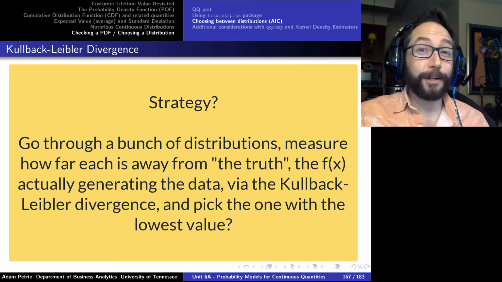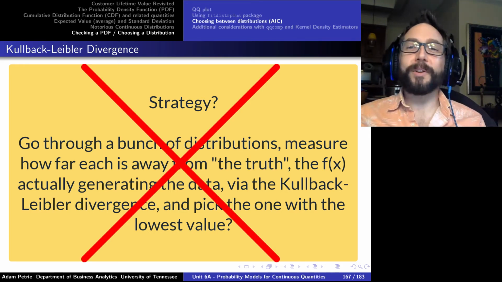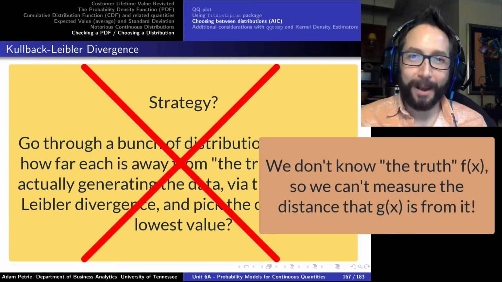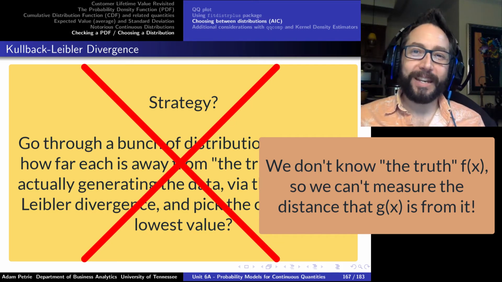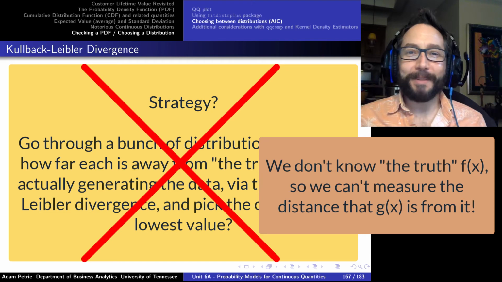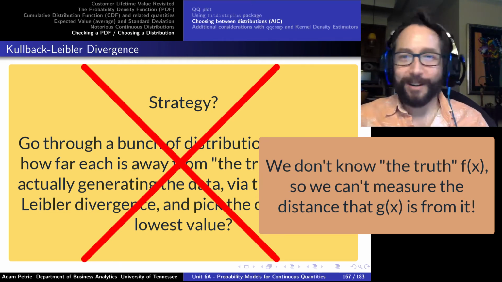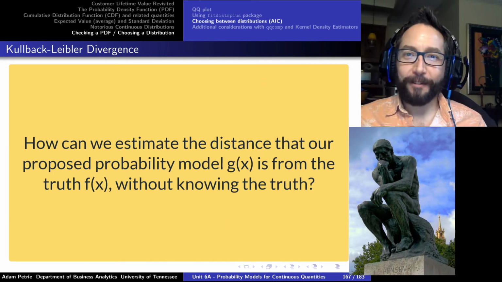Well, that sounds like a great plan, but there's a big problem with that. We don't know what the truth is. We don't know what probability distribution is actually responsible for generating our data, so this formula is kind of useless. We can't actually compute the value because we don't know what f of x is. And that's our whole goal of fitting the data to distributions. We want to know what distribution is making our data.